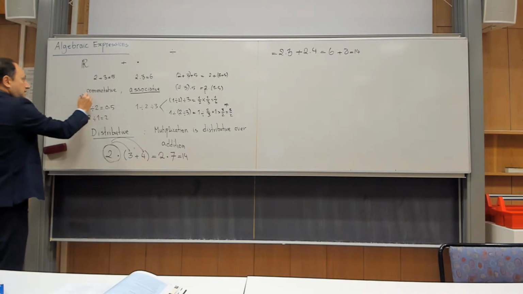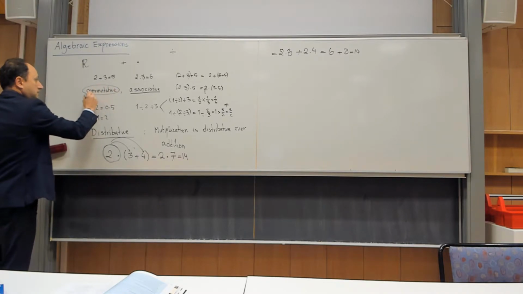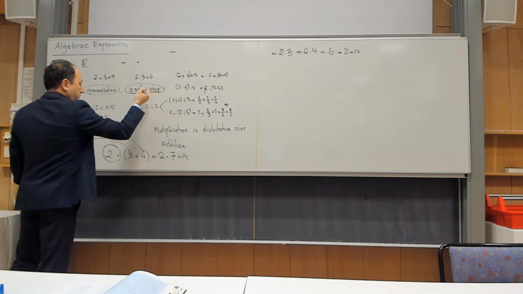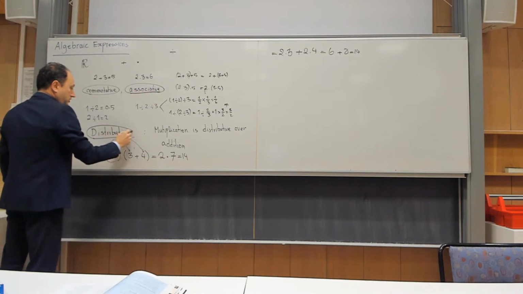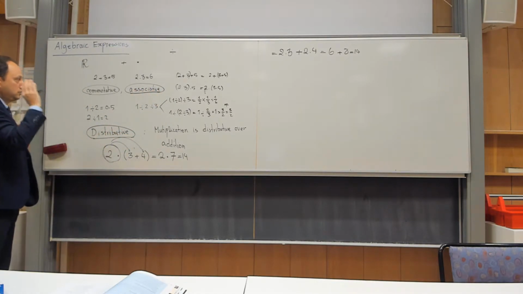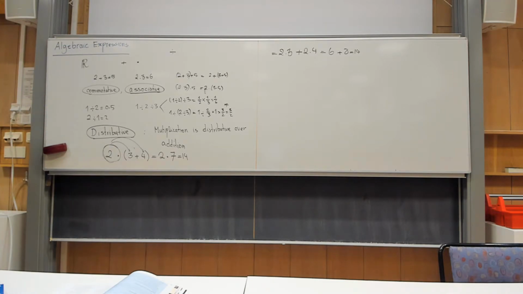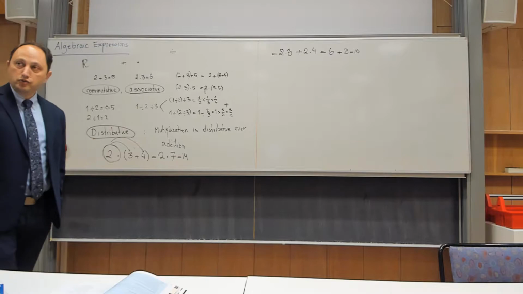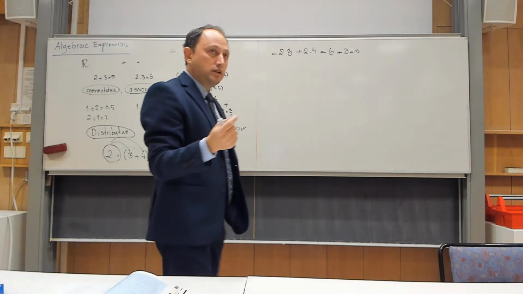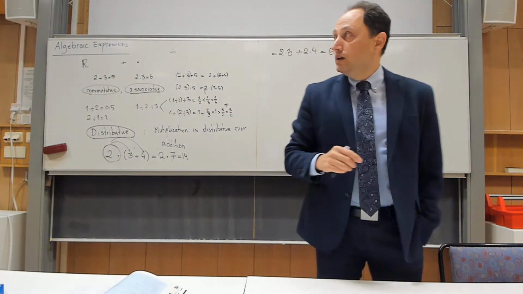So these three important properties, even though you don't want to memorize the names, at least you need to be familiar with the names, so that you know that you have heard these words somewhere. So these are the important properties of two operations, addition and multiplication.